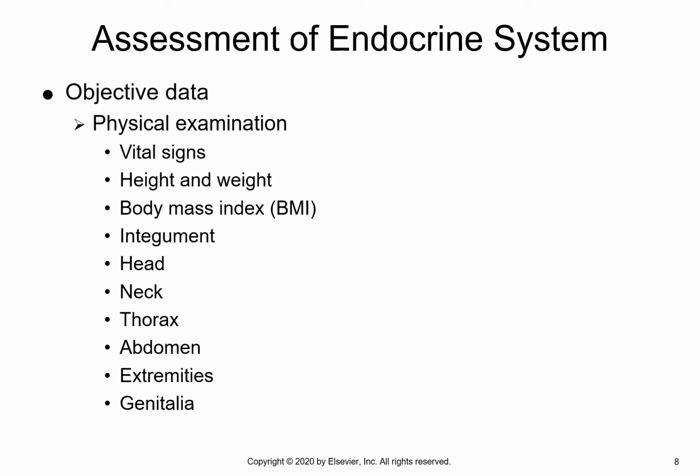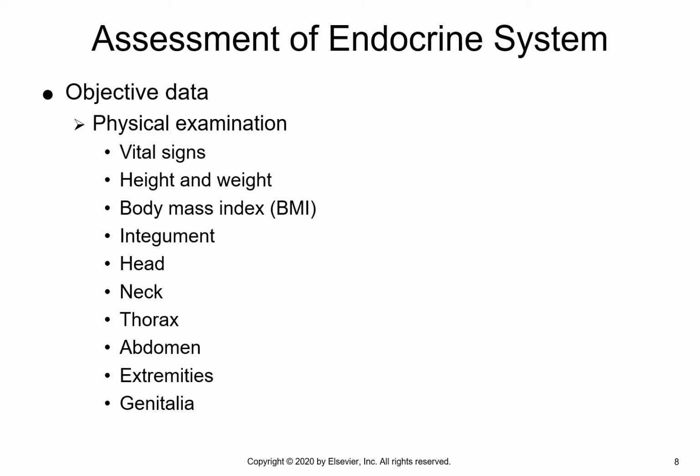The extremities: assess the size, shape, symmetry, and general appearance of the hands and feet, and their proportion. Patients with acromegaly, from pituitary tumors, may have large hands and feet. Inspect the skin for changes in pigmentation, lesions, and edema. Assess muscle strength and deep tendon reflexes.